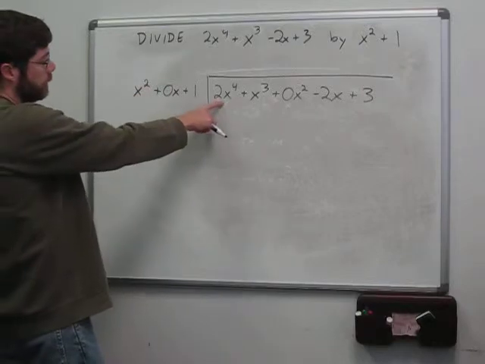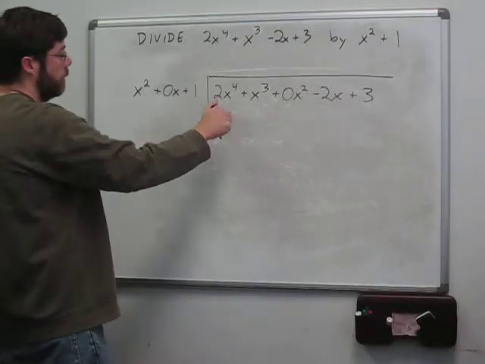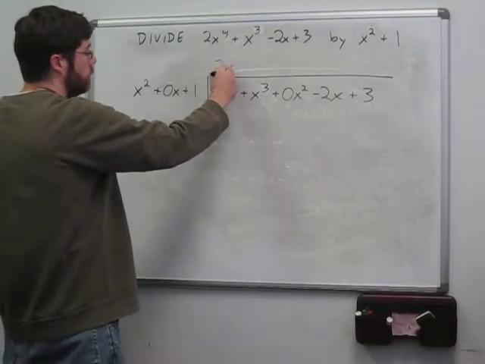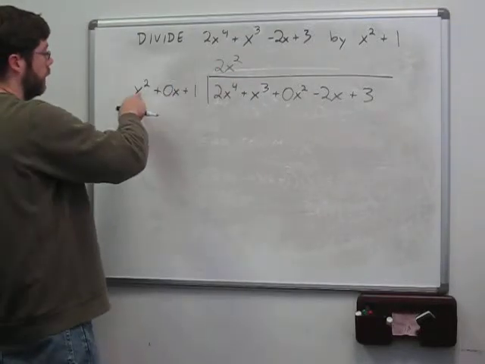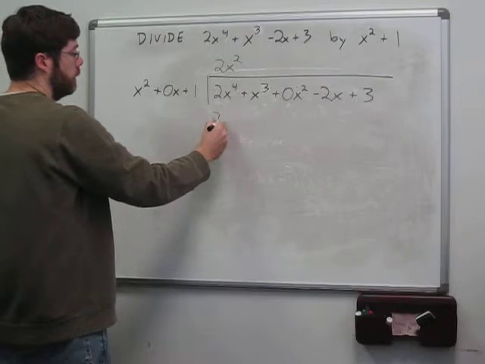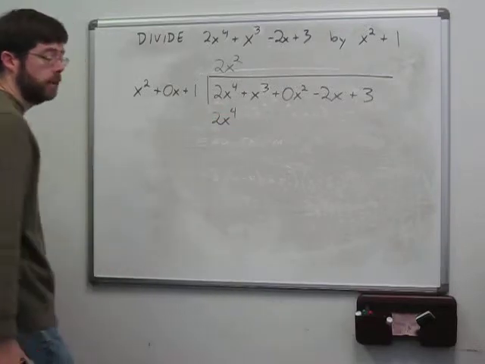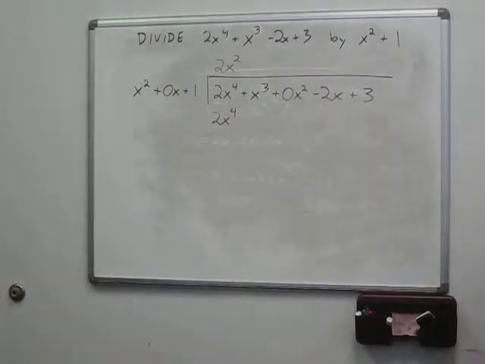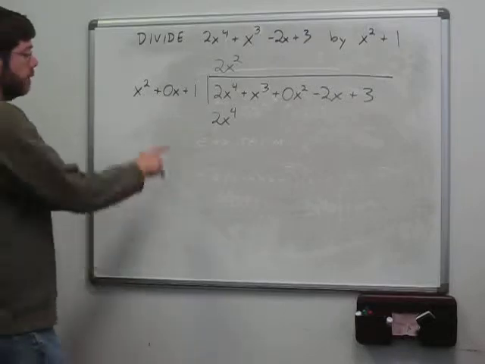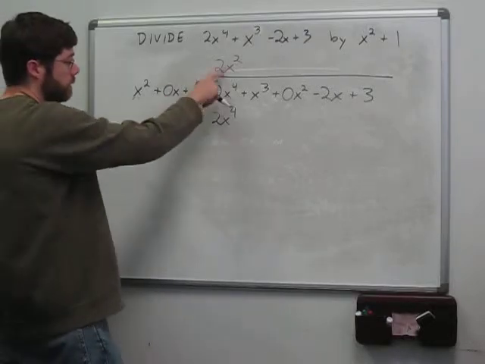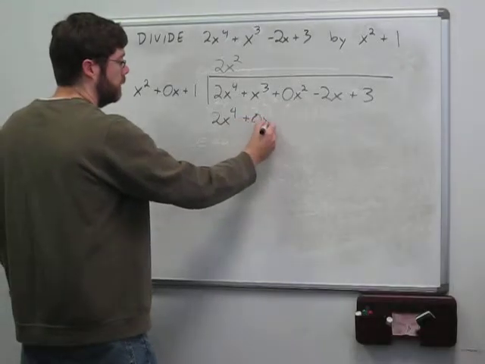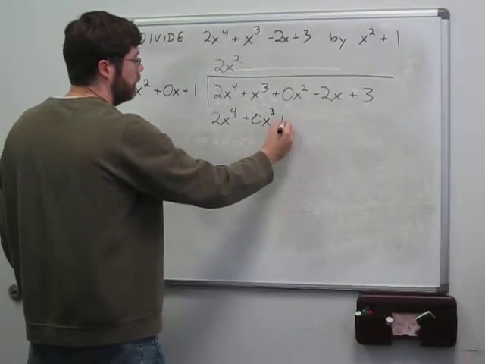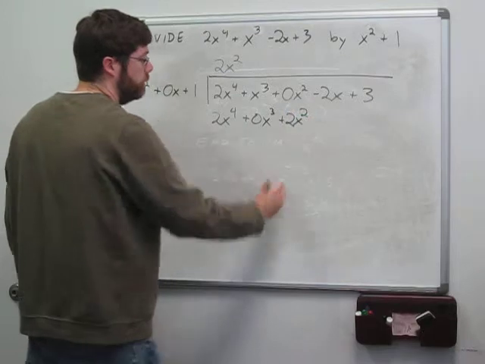X squared goes into 2x to the fourth, 2x squared times, right? If we multiply 2x squared by x squared, we get the 2x to the fourth that we are looking for. And we also multiply the rest of the divisor by the 2x squared as well. So we get a 0x cubed plus 2x squared.